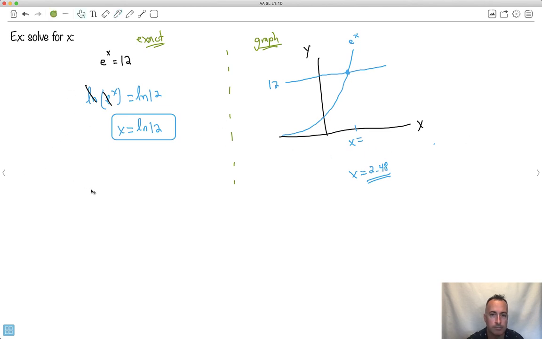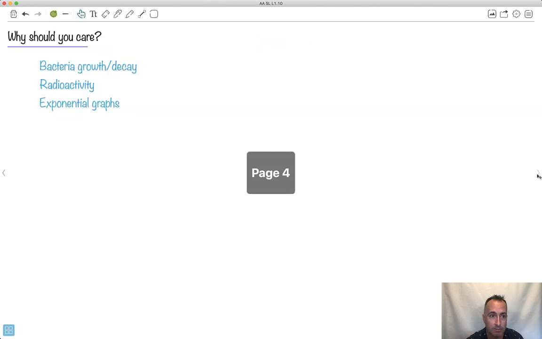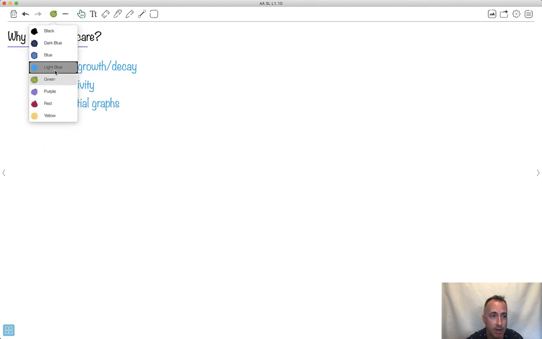So when might you actually use this stuff? Just like for logarithms, we see them in everyday life. Natural logarithms are just related to logs, so wherever you saw logs, you see natural logs. I tried to think of other places where you might see them. For example, bacteria growth and decay. I found some things in biology where they're using these expressions. We've got radioactivity as well.